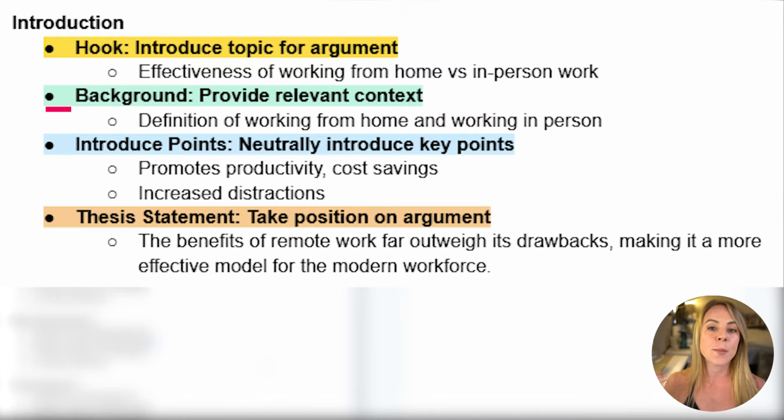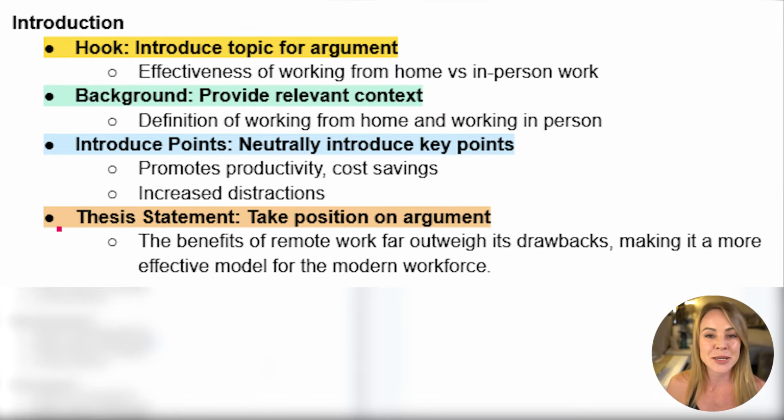Next, you want to include some background information. And for this, I think the easiest thing you can do is define any of the key points from your argument. So in this case, we're going to define working from home and define working in person. That's going to lead right into where you're going to want to introduce the key points to be discussed. And note how it says neutrally. That is the key here, in that you're not taking a stance yet, you're just introducing the points to be discussed, in other words, the main objectives in your paper.